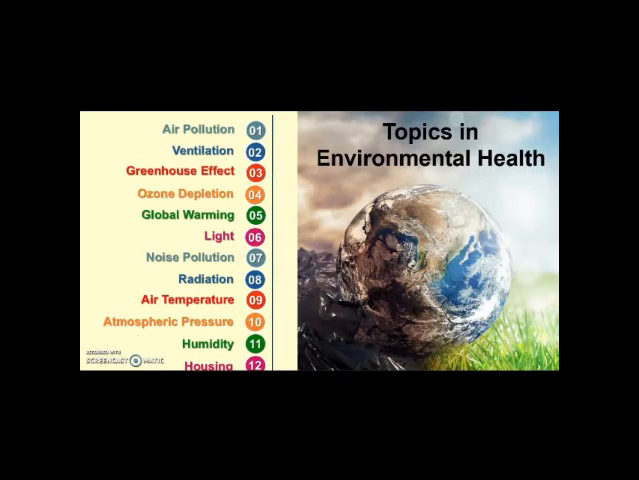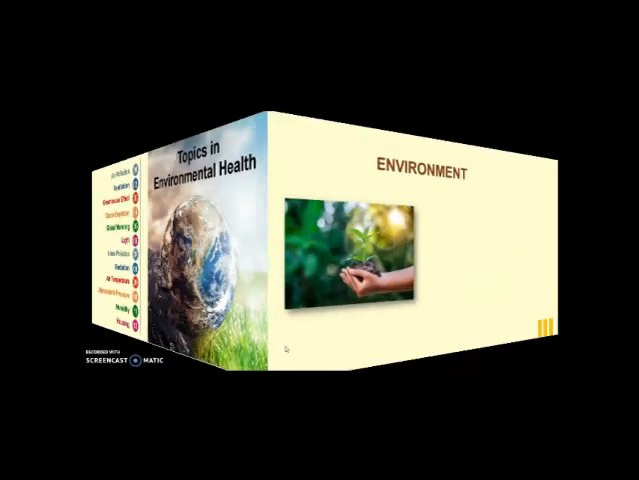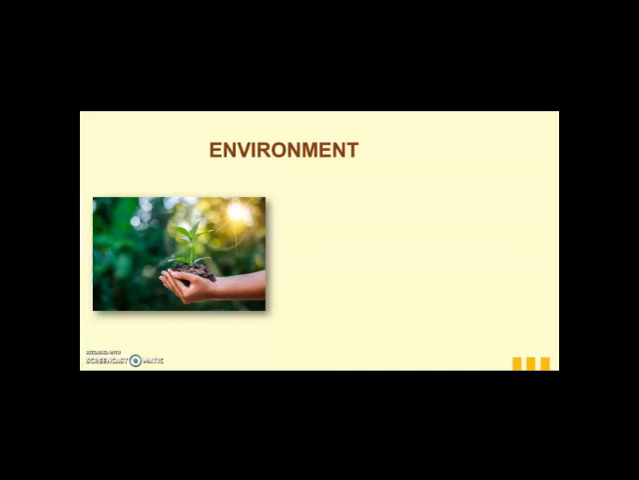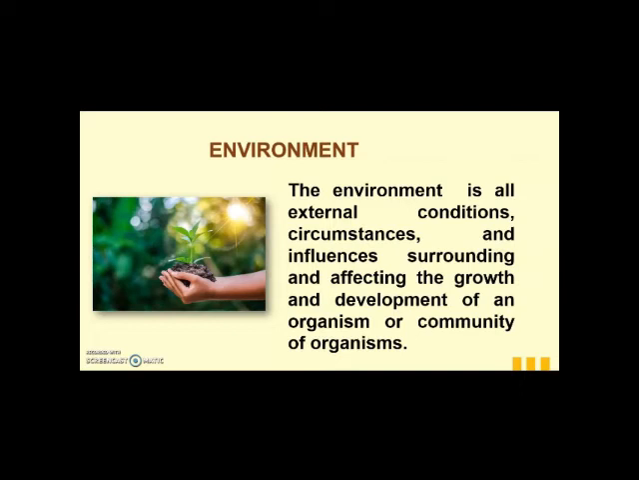Let us first discuss some major definitions in this topic. First of all, the definition of environment is an important one. Environment includes all the external conditions, circumstances, and influences surrounding and affecting the growth and development of an organism or community of organisms. So basically, these are all the external factors that influence the growth and development of humans and other living organisms.